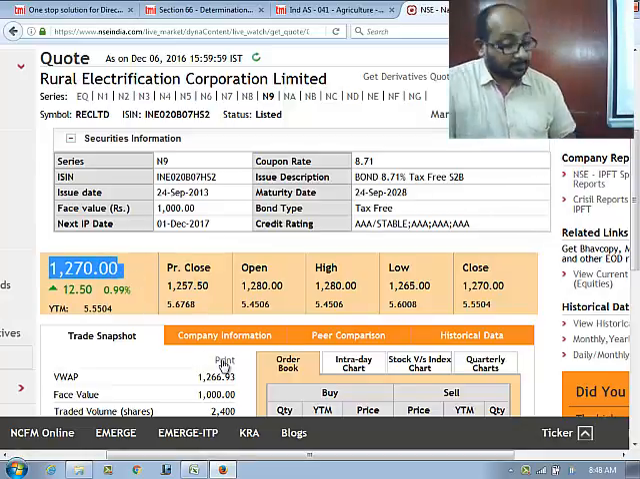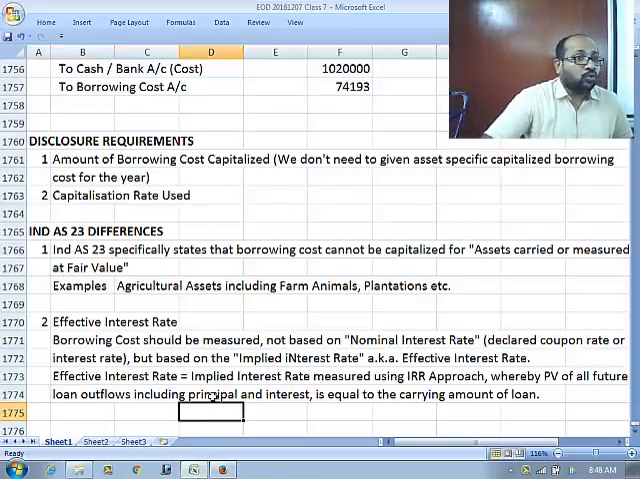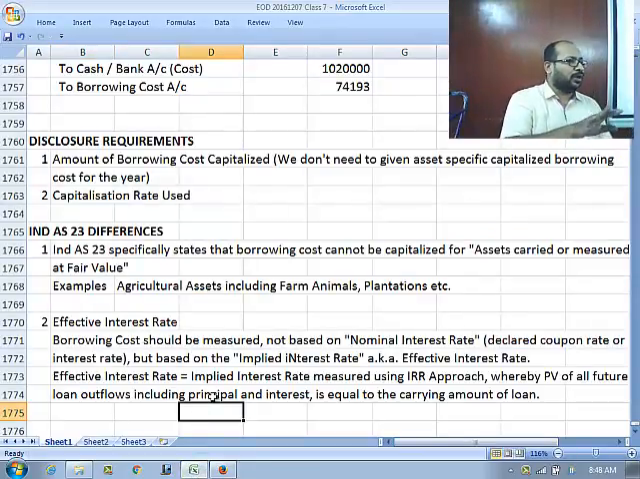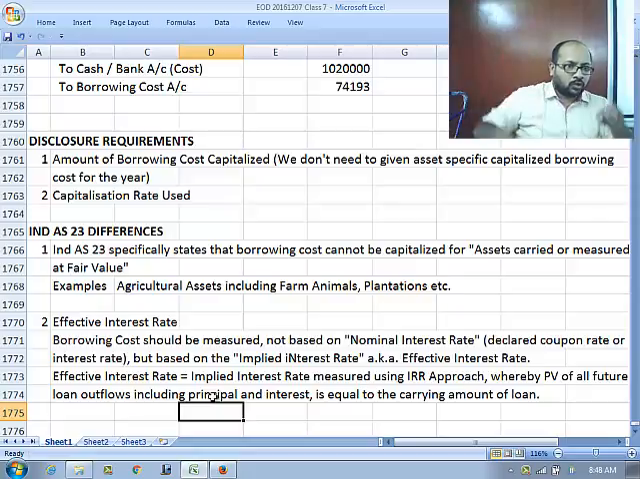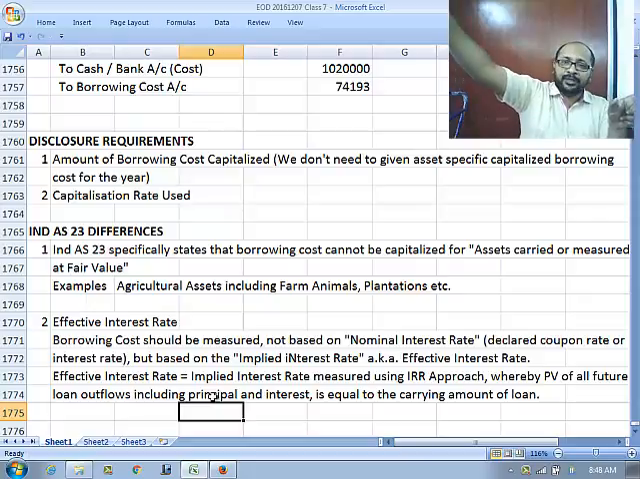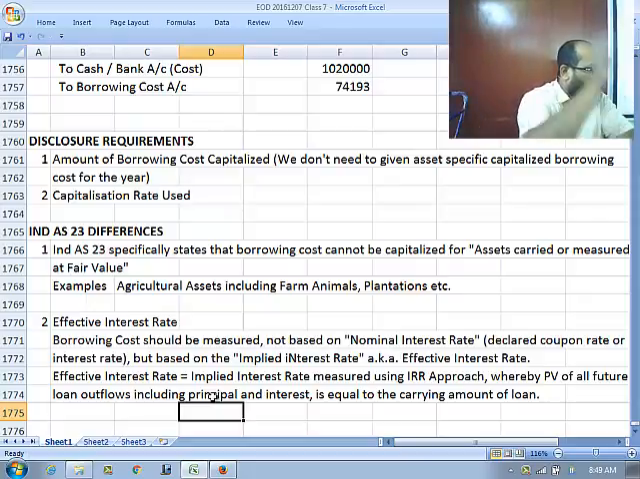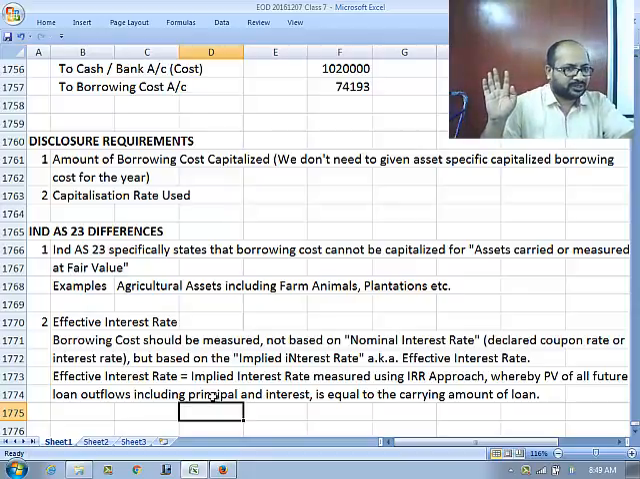That's all, guys. So they say that you don't recognize or measure borrowing cost based on 8.71%. Do it based on 5.55. 5.55 is the effective interest rate. For a zero coupon bond, there is no interest rate, is there? But still there is a borrowing cost: the difference between issue price and maturity proceeds. They say compare issue price and maturity value, figure out an implied interest rate, and on that rate quantify the borrowing cost. So we will see this idea in detail.